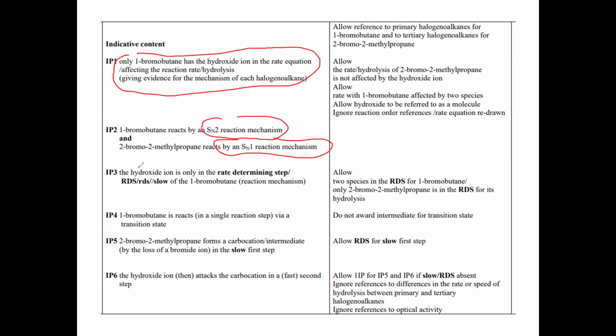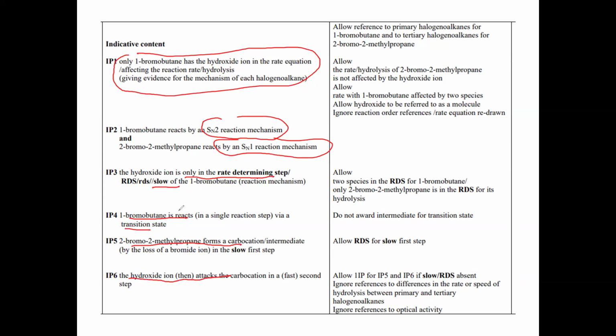And we have to talk about the hydroxide ion being in the rate determining step. You have to say that the rate determining step is the one whose reactants will appear in the rate expression. So in 1-bromobutane, hydroxide ions are there in the rate determining step, or the slower step. 1-bromobutane reacts in a single step via a transition state, so we talk about that one as a one step mechanism. 2-bromobutane forms a carbocation in an intermediate step. The hydroxide ion attacks the carbocation.